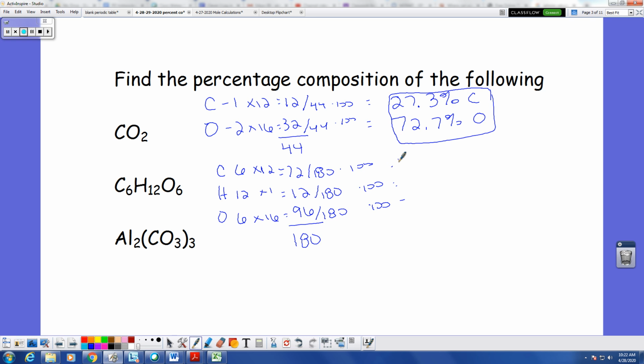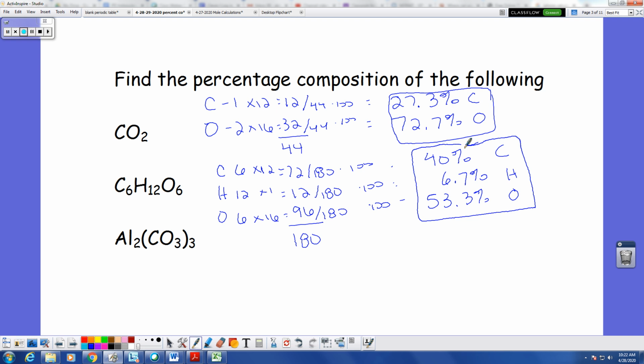Okay, so 72 divided by 180, that's 40%. 12 divided by 180, that is 6.7%. And then 96 divided by 180 is 53.3%. Okay, so that's my carbon, my hydrogen, my oxygen. Okay, hopefully these are easy. They should be. This is very simple math.